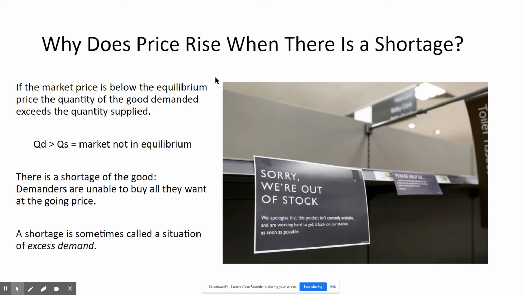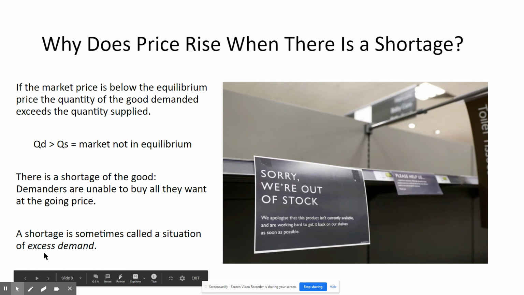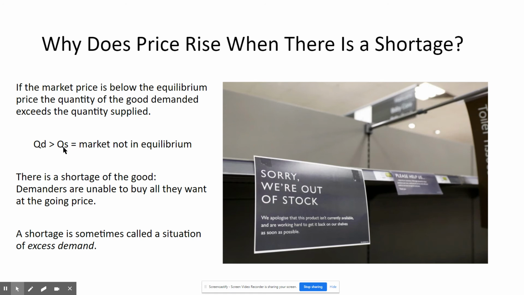So why does price rise when you have the opposite of a surplus, a shortage? Well, it's because people want something. Like this says, sorry, we're out of stock. People want it, and so it's going out at faster rates than it's coming in, meaning people are buying it faster than you can get it to the shelf. This is sometimes referred to as excess demand. As I already said, quantity demanded is greater than quantity supplied. Toilet paper earlier in 2020 was an example.